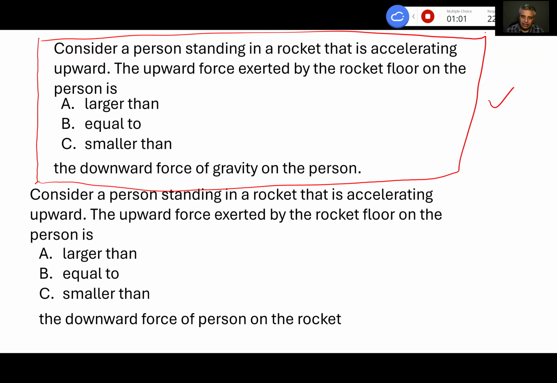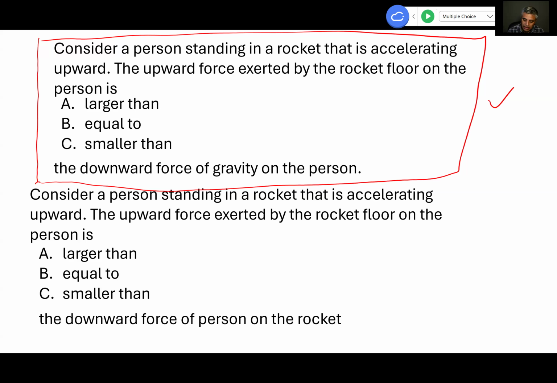30 more seconds. Can you draw a free body diagram and write an equation for this? Try that. Five more seconds. 5, 4, 3, 2, 1, and it stops.